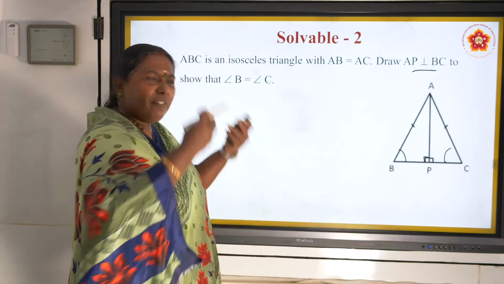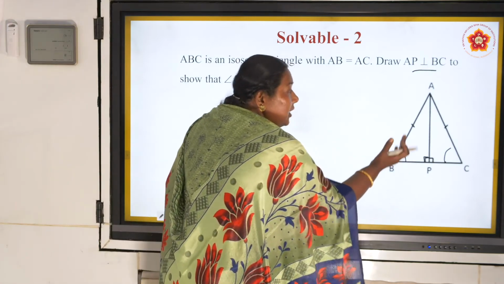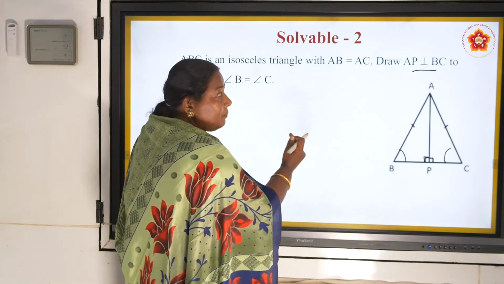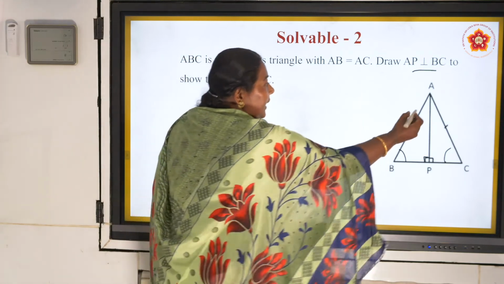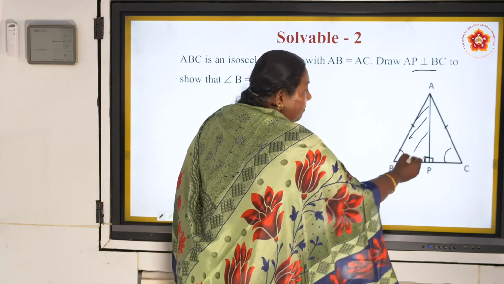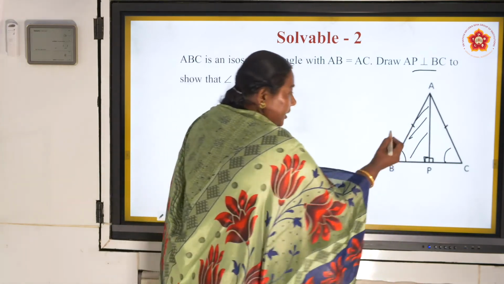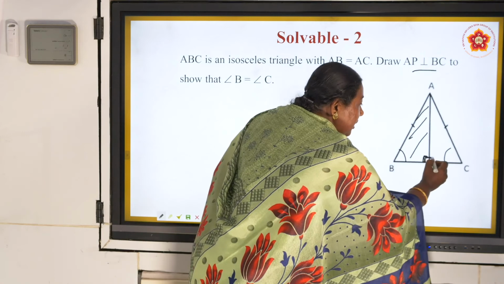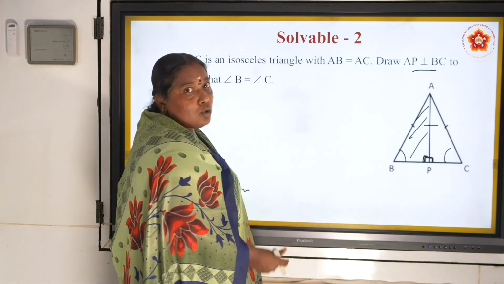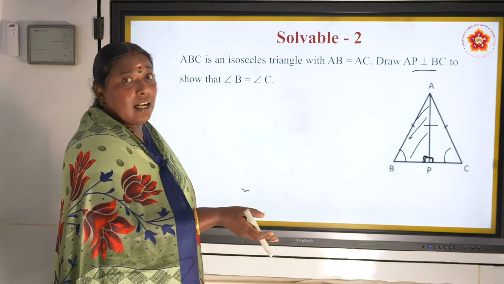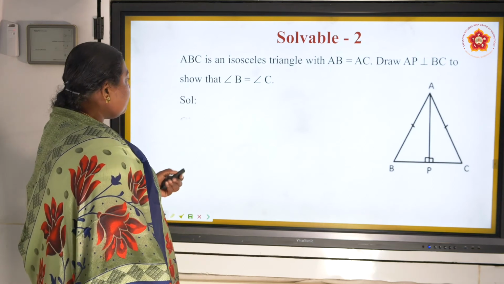In that, everything is given. B is in triangle ABP, C is in triangle ACP. In triangle ABP, AB is equal to AC. Here the angle is 90, here also 90. AP is common. So my RHS tells that both the triangles are congruent. Let us see the proof.